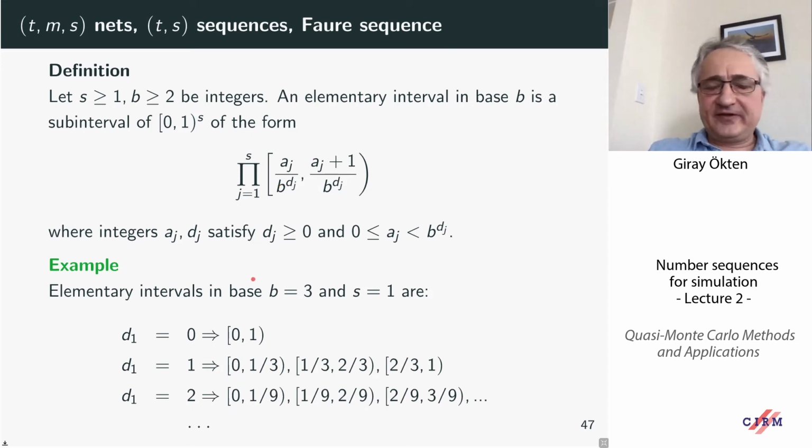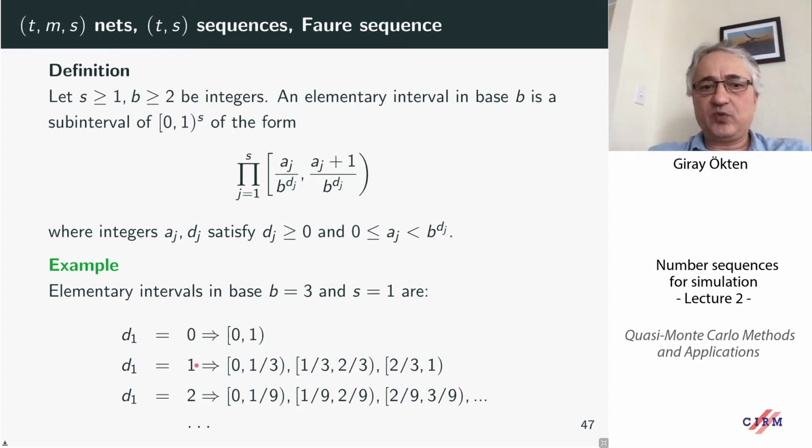So let's just look at some simple examples. I'm going to take my base to be 3, and I'm going to take S to be 1. So we're just talking about one-dimensional intervals. If you take D1 to be 0, well, D1 is the exponent that you see here. When J equals 1, this is D1. If that number is 0, you just get 1 as the denominator, right? And then AJ can be 0, and then 1. So that's how you end up with just 0, 1.